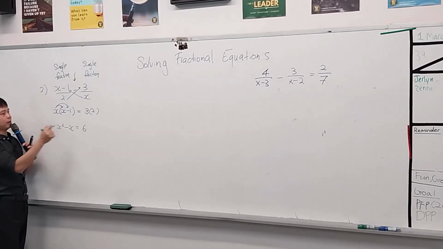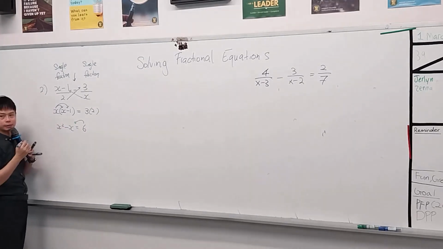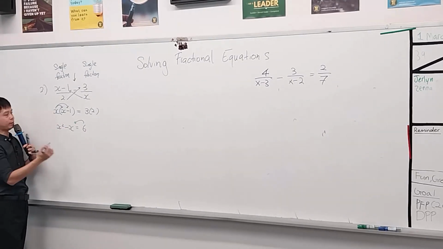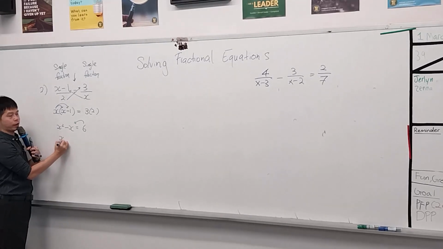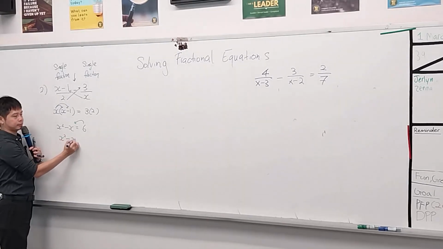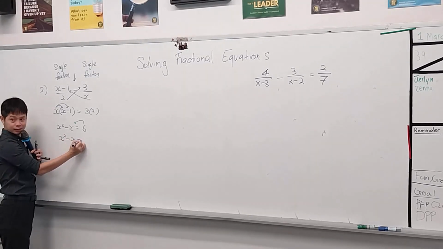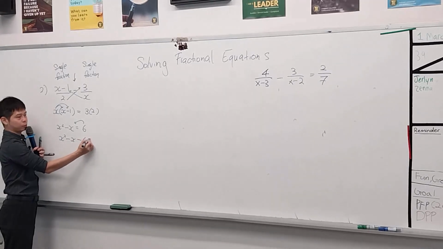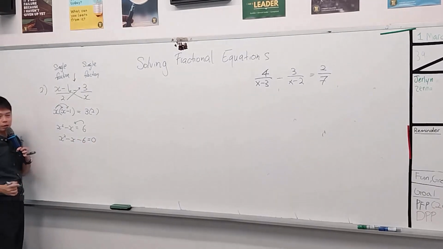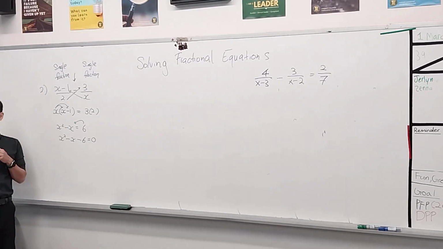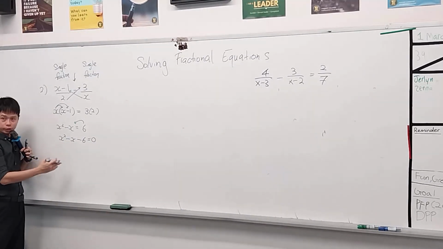Very important question. When I bring over the 6, what is now on my left-hand side? x squared minus x minus 6 equals 0. Once we have this form, it's called a quadratic equation.